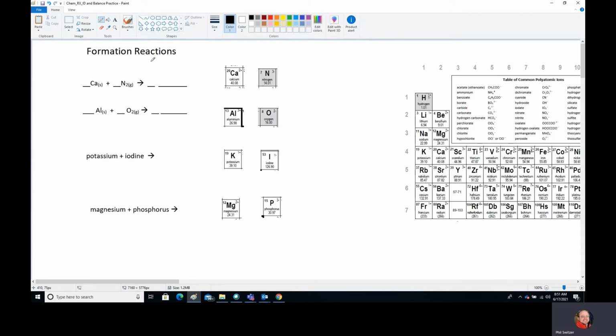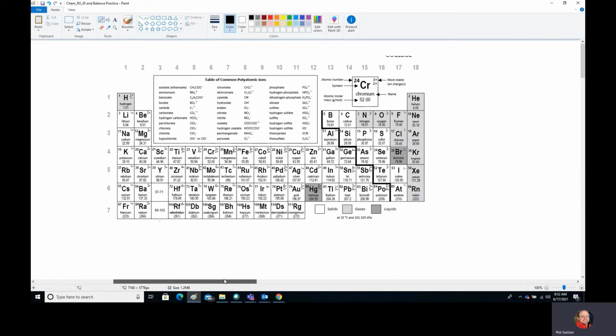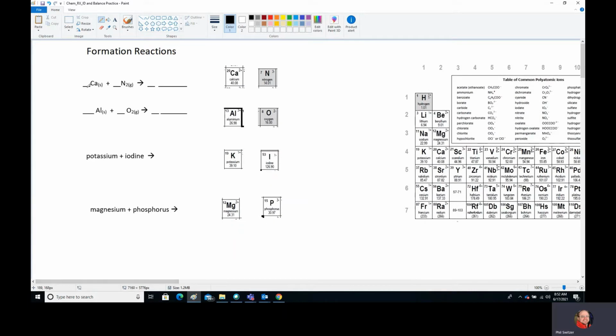All right, Science 10, let's look at these 4 formation reactions and see how to finish them off and also balance them. Your main task is to make sure you've got your periodic table in front of you. It is not possible to do this kind of chemistry without the periodic table. So, you want to focus on the 2 elements that we're looking at here, calcium and nitrogen, and we're going to put them together.